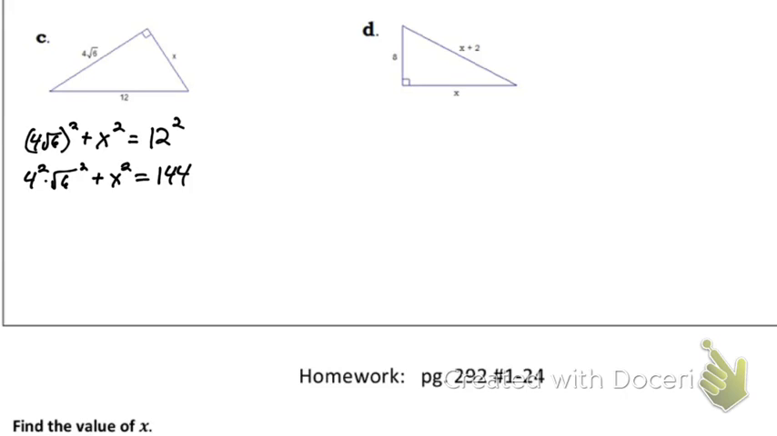Or we are just left with 4 squared times 6, right? So we'll have 16 times 6, because 4 squared is 16. Yes, absolutely we would. Which should be x squared equals 144.